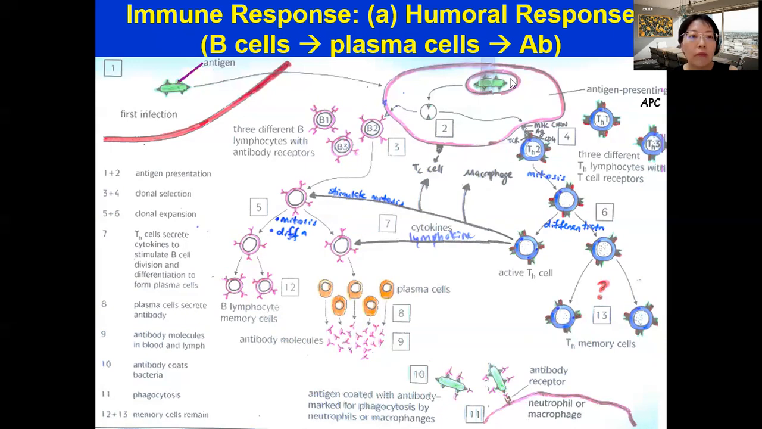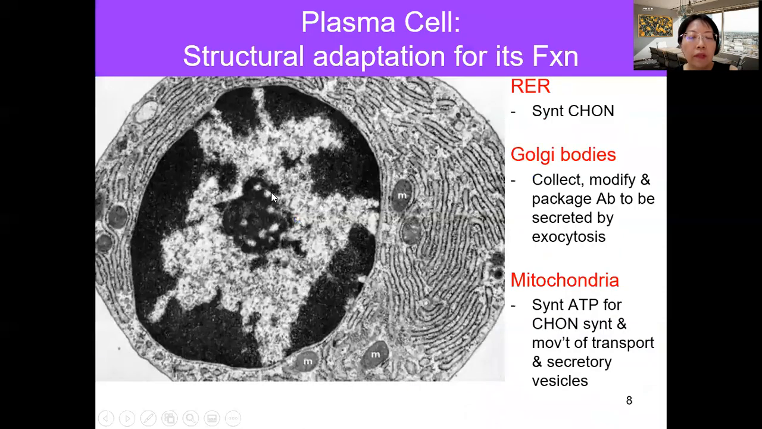Okay, so we need to learn from this diagram. After this, let's look at the structure of the plasma cell. Sorry, not B cell, plasma cell. The plasma cell is the cell that will secrete antibody. The organelles present in a cell depend on the function of the cell. The function of this cell is to secrete a lot of antibodies, which are glycoproteins.